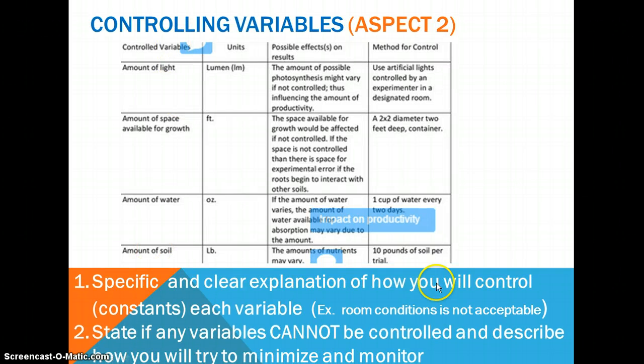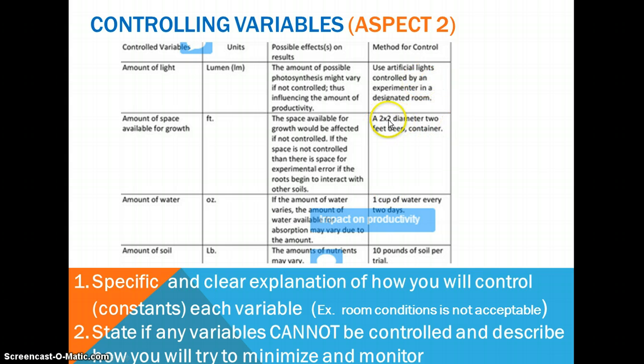Notice that we want to not just say something general like keep the room conditions the same. That will get you 0 points. We want to be specific about what kind of conditions, what are the units we're referring to, because we would need to maybe monitor these or keep them the same. What are the possible effects that could happen and how I will control them, a method for keeping them the same. This one is only a 1 out of 2 points for this aspect.